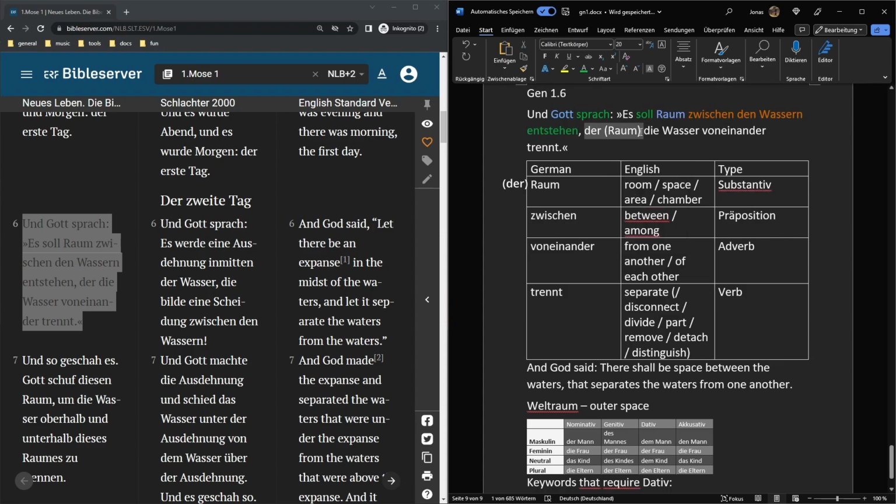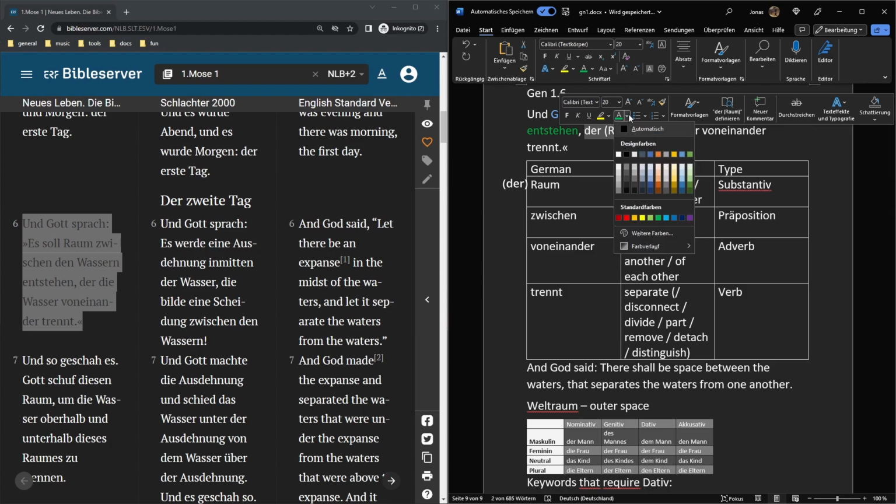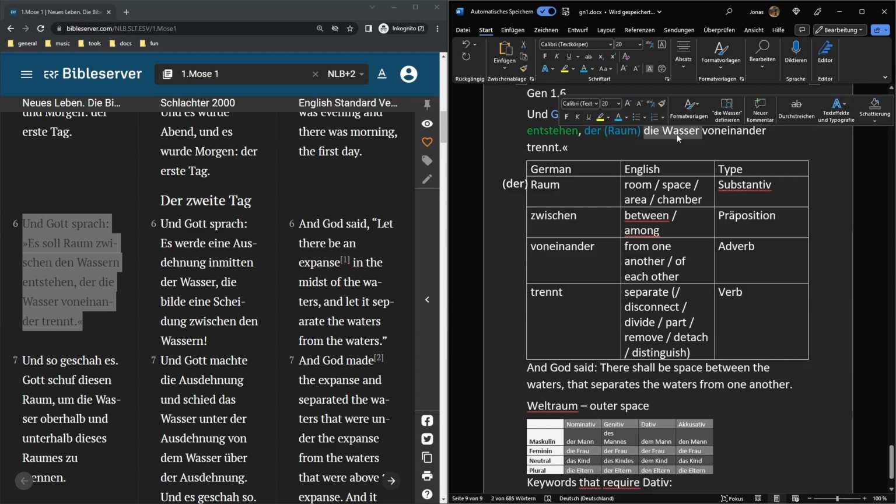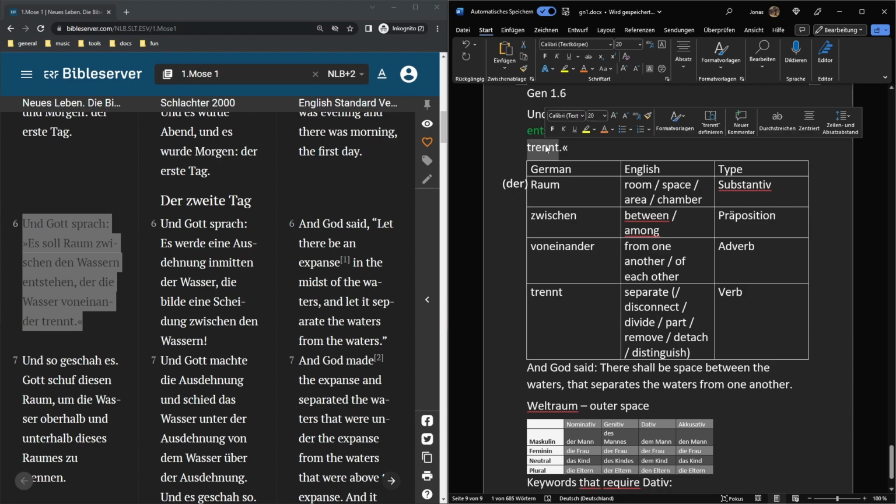Then der is the subject. Die Wasser is the object. Voneinander is an adverbial. And trennt finally is a verb.